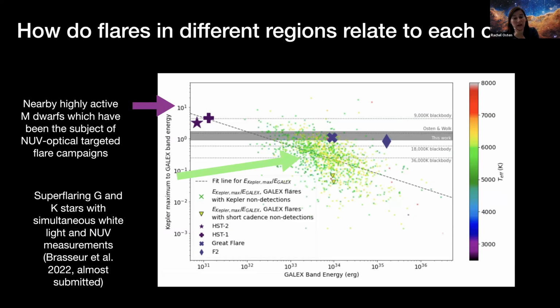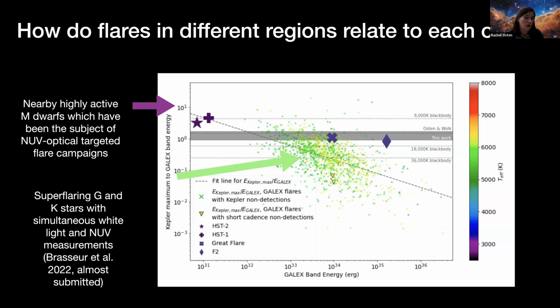What you're seeing here is a plot of the measured GALEX band NUV energy on the x-axis, and then the y-axis is that ratio, as I said, of the maximum white light energy that could be occurring but not detected at the time of the GALEX flare to the GALEX band flare energy. The points are all of the 1,500, the mostly yellow and green points are each individual flare measurement and upper limit, color coded by effective temperature.